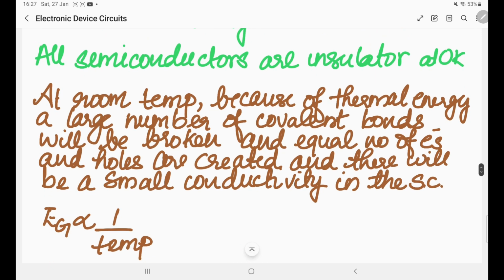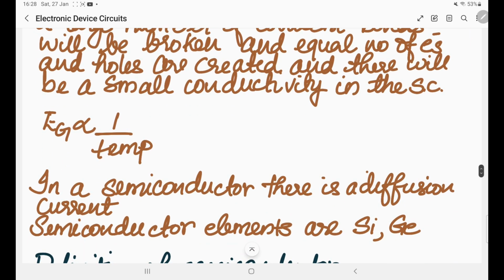At room temperature, there is thermal energy. When temperature increases, a large number of covalent bonds will be broken, and an equal number of holes and electrons are created, and there will be a small conductivity in the semiconductor. In a semiconductor, there is diffusion current. Some of the semiconductor elements are silicon and germanium.